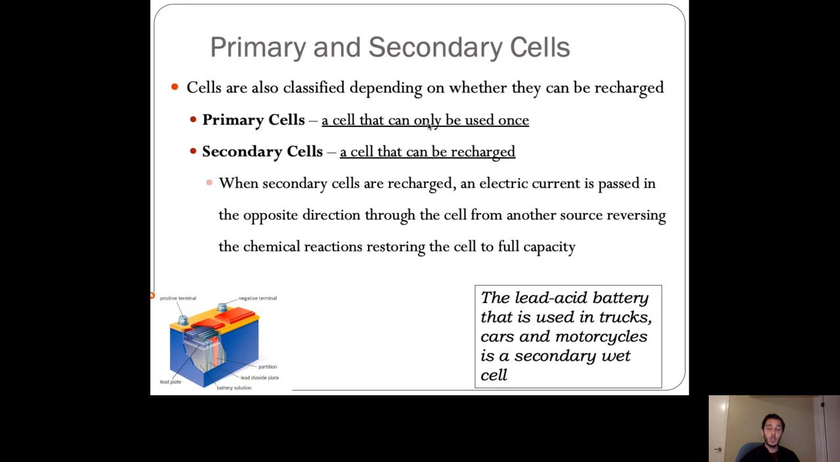So what we do when we recharge a battery is we take that electric current. We know that there's a specific direction in which that electric current goes, right? We know there's a direction that it has to go in. And what we do is we reverse the electric current. And we reverse it by actually reversing the chemical reaction. What that does is it restores the cell to its full capacity. So the battery that we use in a car, which I have here in the corner, is a secondary cell because we can actually charge the battery.